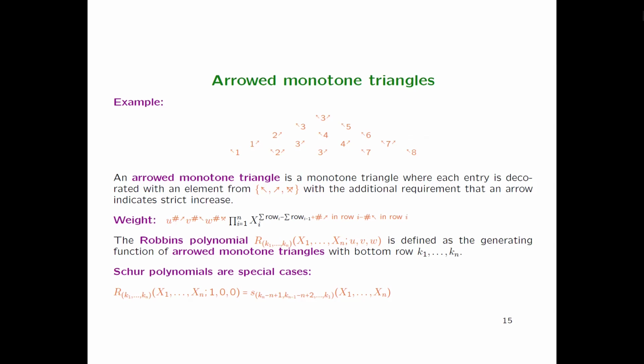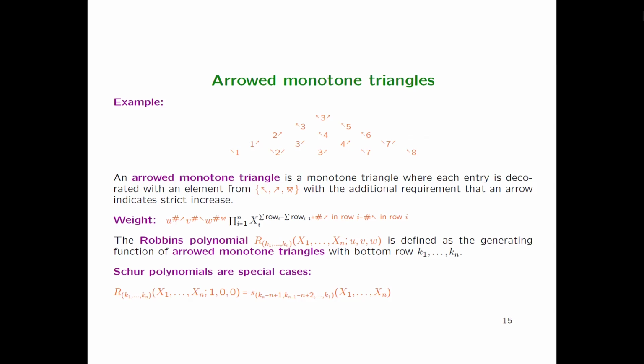Okay, and then we needed to introduce a weight, and it's very similar to the Schur weight that you have seen. So the black part is the Schur weight. The xi always gets the difference of the row sums. And then you need to involve the arrows. So the U takes care of the right arrow, the V takes care of the left arrow, and the W takes care of the double arrows. And you also need to involve them somehow in the exponent of the xi.